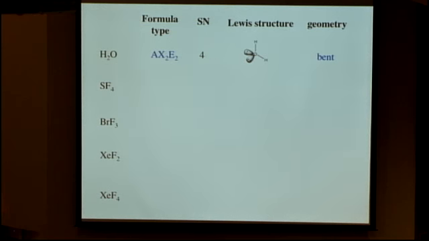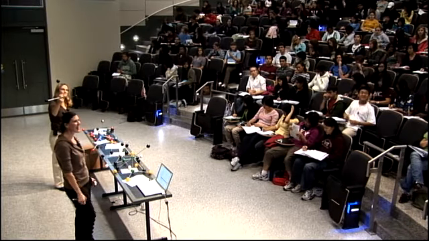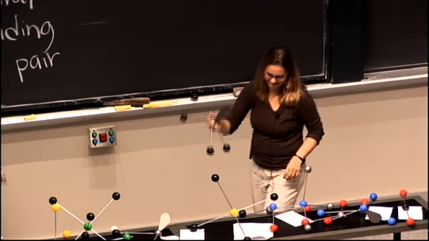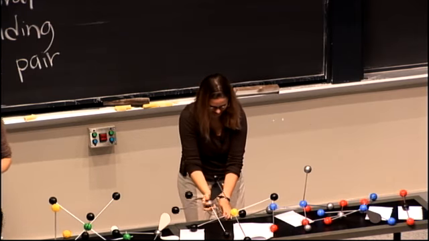Let's look at another example, SF4. And here it is drawn here. What is the formula type for SF4? I think I heard it, AX4E. And the geometry? Seesaw, good. All right, we never get seesaw wrong. That's the easy giveaway one.